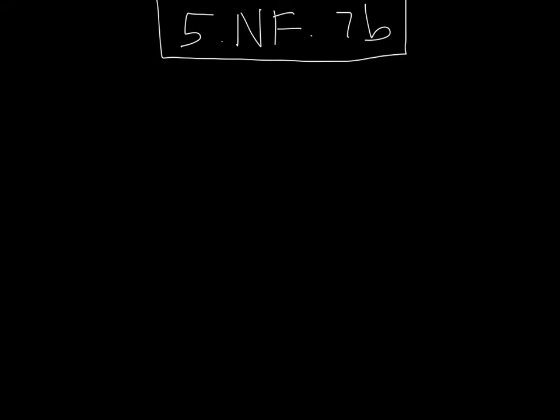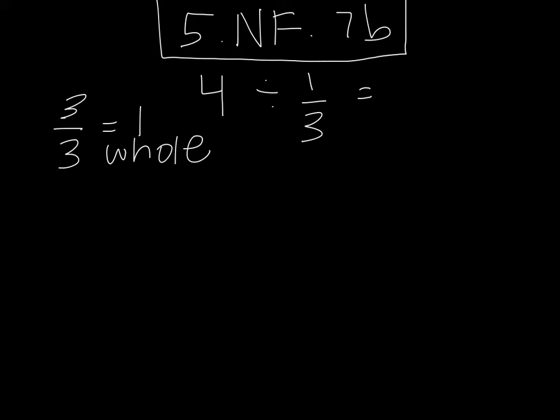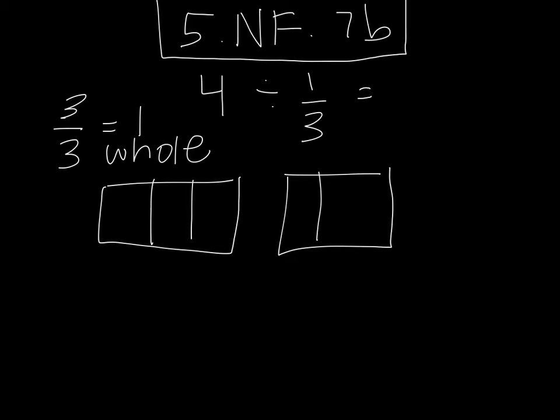by a unit fraction. Okay, so the problem we're going to do is 4 divided by 1/3. When thinking about how many 1/3 pieces can go into 4 wholes, I'm going to first think about how many thirds make 1 whole. And I know that 3/3 equals 1 whole. So I am going to draw 4 wholes that are of 1/3 pieces.